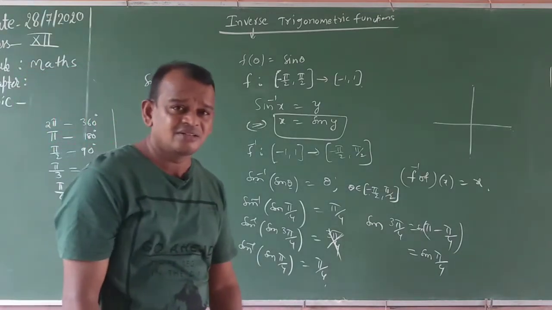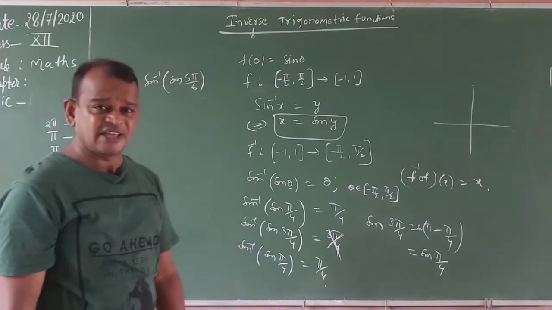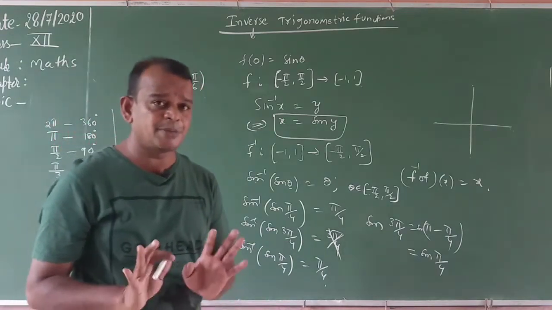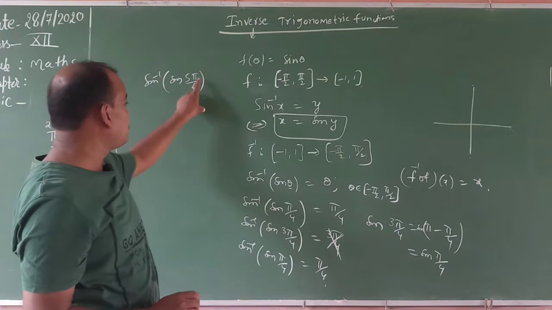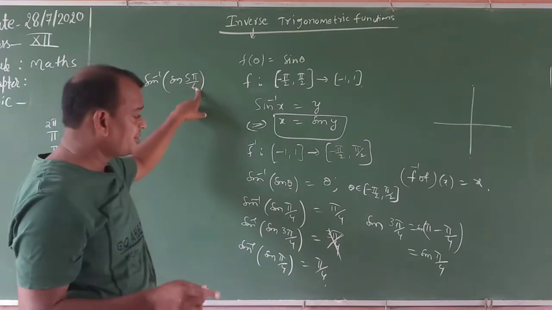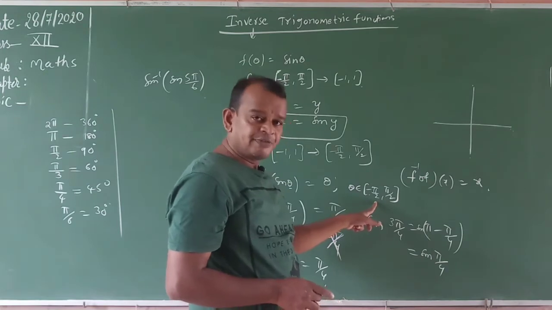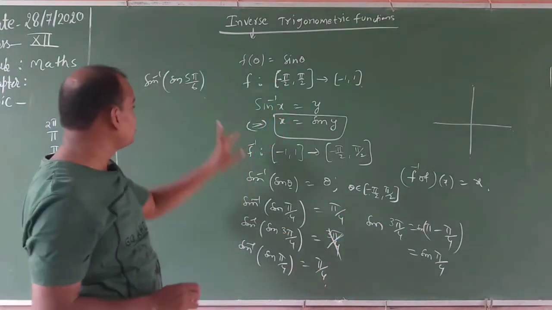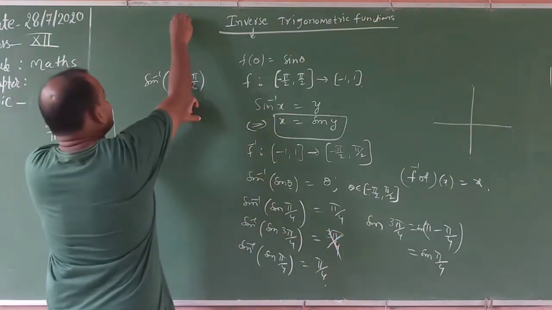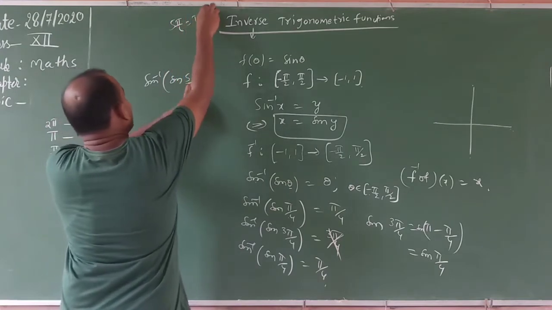What is the answer? Is pi by 6 the answer or not? Not, it is 5 pi by 6. Why? Because pi by 6 means 150 degrees. Does 150 degrees belong to this interval? No. Does 150 degrees belong to that interval? No. So the 150 will change: 5 pi by 6 equals pi minus pi by 6.